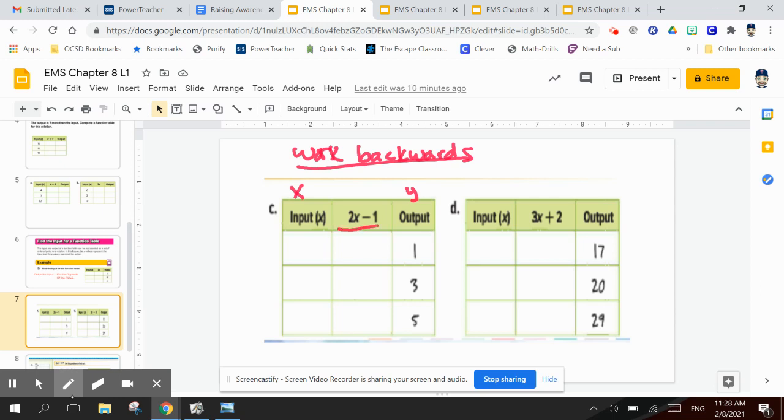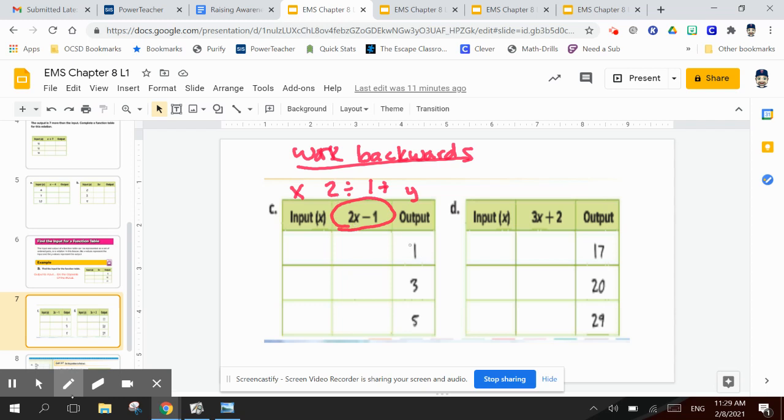So I have to look at my rule and think about what I have to do that's opposite. The opposite of subtract 1 is to add 1. The opposite of multiply by 2 is then to divide by 2. So as I'm working backwards, I have to do the subtract 1 first, which is opposite is add 1, and then do the second part, which is multiply by 2, but the opposite of that is to divide. So here's how this works.